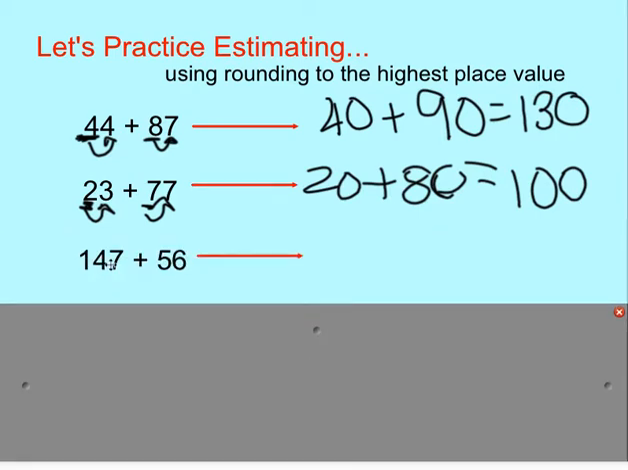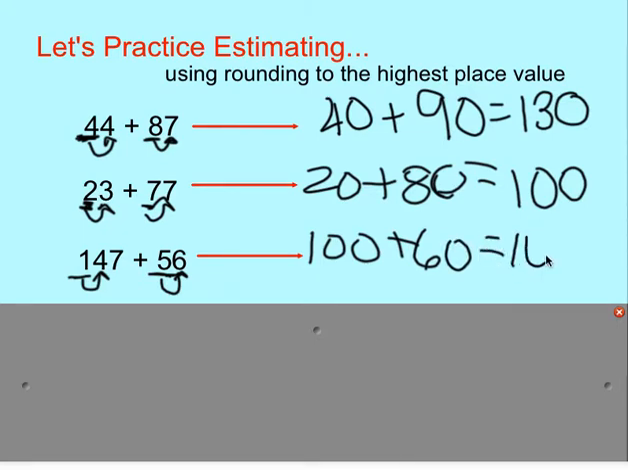In this equation, we have a number written into the hundreds and a number written into the tens. So we're going to round 147 to the nearest hundreds. Underline the highest place, which is that 1. Look to the right, which is a 4. That indicates that we stay at 100. And we're going to look at 56, and we are going to bump it up to 60. So when you push 100 and 60 together, you have an answer of 160.